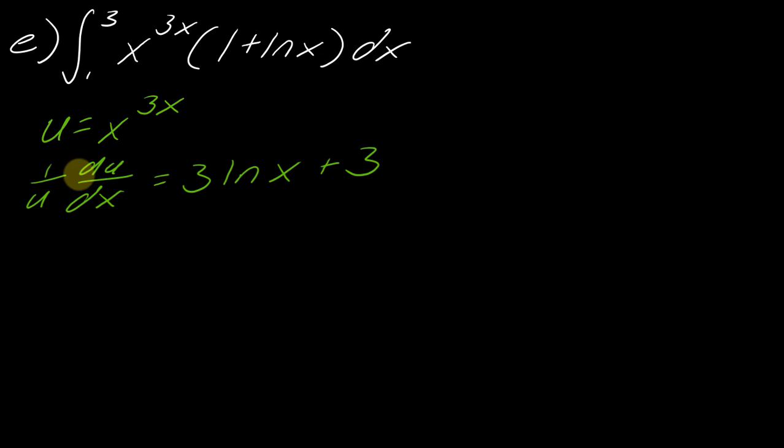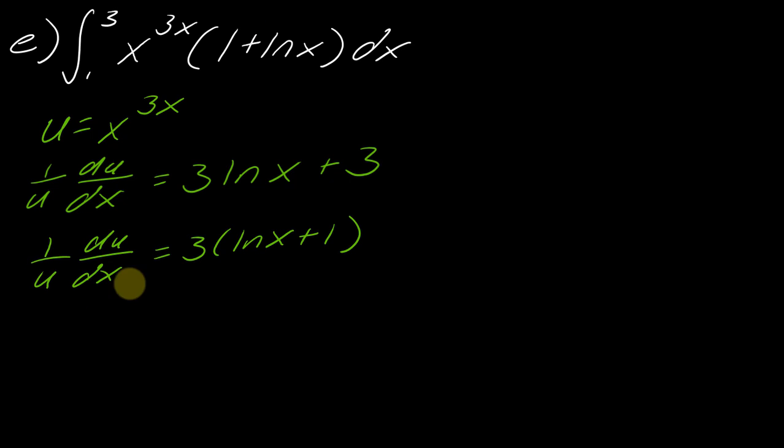We are not done with taking this derivative. So this is, like I said, a little bit tricky. One thing I want to do just to make my life easier, I'm going to factor the 3 out. So I've got 1 over u du dx equals 3 times the natural log of x plus 1. Now I'm really trying to solve this for du, so what I need to do is multiply by u and dx, so that I will get du equals 3u times the natural log of x plus 1, and then dx.